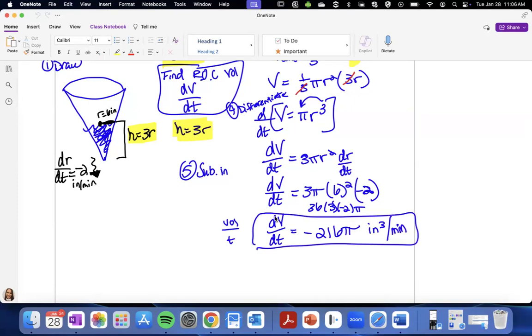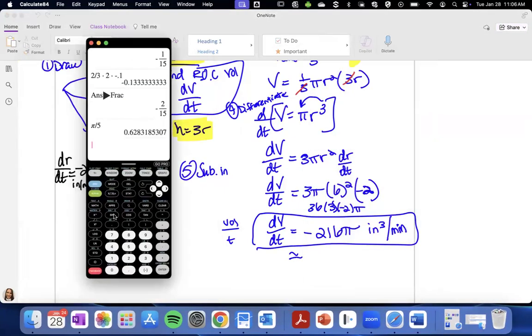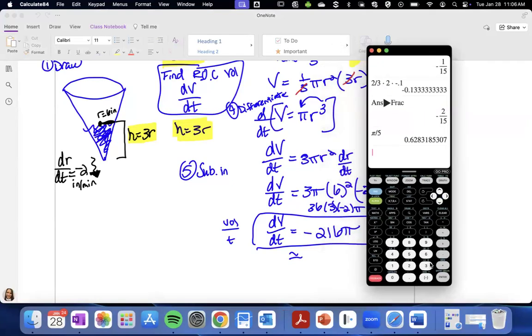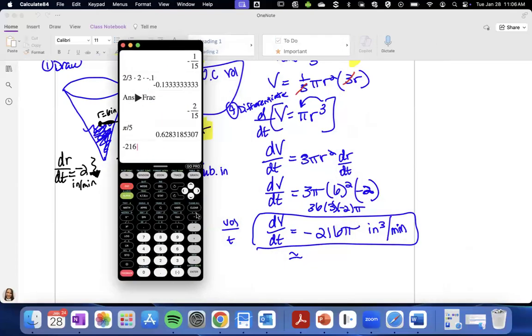And my rounded value, I would just pop it in my calculator. So I would say, hey, negative 216 pi is negative 678.58 inches cubed per minute. Okay, so either one is good there.